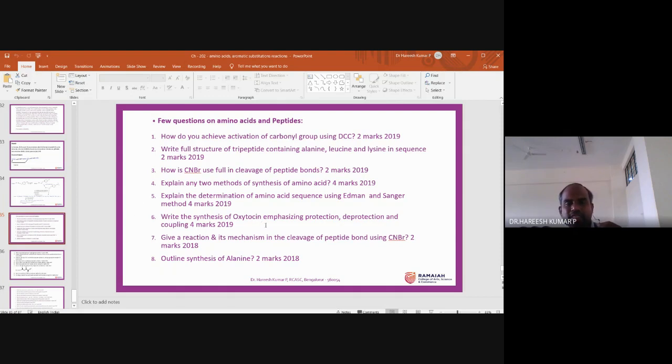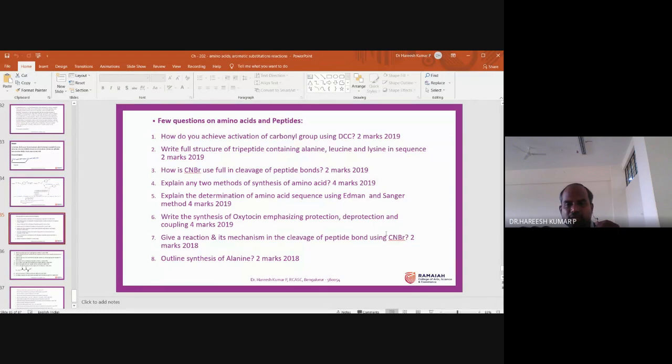Okay, then write the synthesis of oxytocin. Just now we discussed. Write the synthesis of oxytocin, emphasizing protection, deprotection, and coupling. So this is based on solid phase peptide synthesis only. Because here the words deprotection and coupling are there, no? Based on that I am saying deprotection and coupling are achieved on the solid support. So protection means N protection.